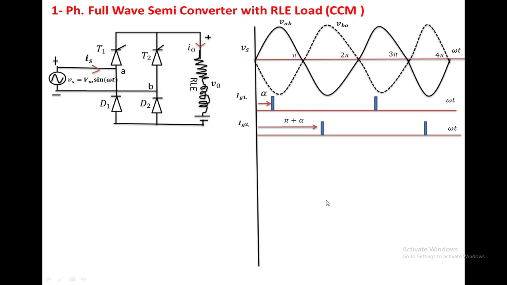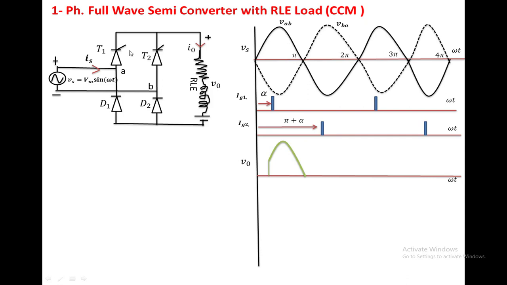Now we are going to see the output voltage waveform. From 0 to pi, A is positive and B is negative. So T1 is forward biased, and D2 is also forward biased. D2 directly goes to the on state. Until we apply the triggering voltage at T1, there is no closed path between the load and the supply. So at alpha, there is a closed path between the load and supply through T1 and D2. From this point, the load voltage is equal to VAB.